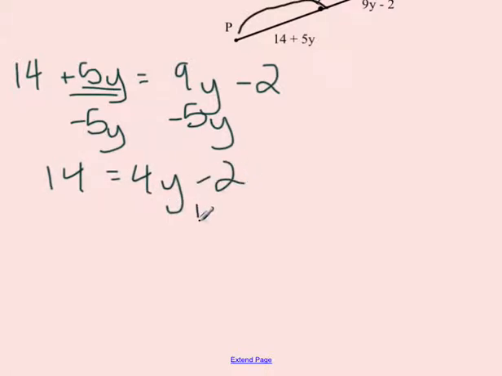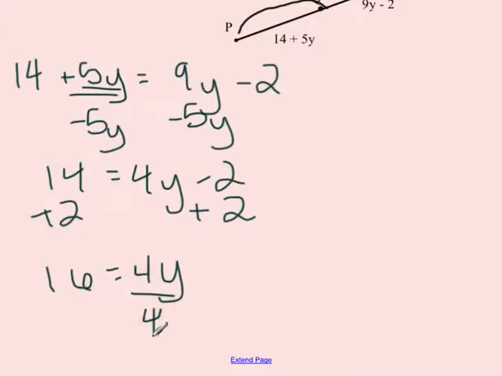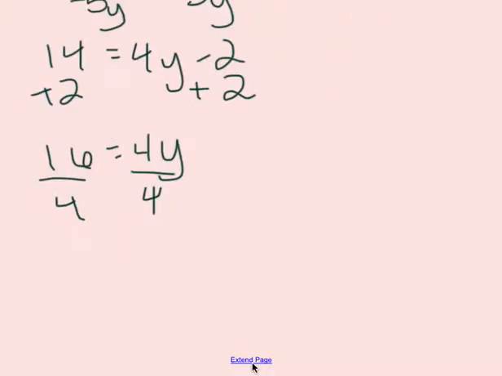Now I need to keep solving. So here I want to get this away from the y, so I'm going to add 2 to both sides. And I get 16 is equal to 4y. Divide both sides by 4. And then I get that y is equal to 4.